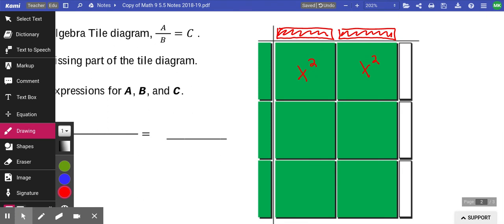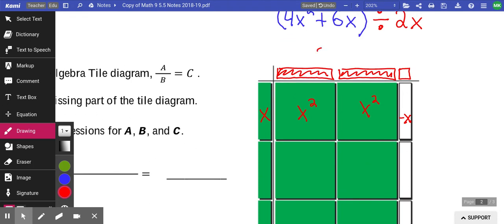If you look at the third spot, that one's a little trickier because we have a positive x and it turns into a negative x. We should understand the only way you get a negative is by having a positive times a negative. So that means up here, this has to be a negative 1 instead of just a positive 1. My answer would be 2x minus 1.